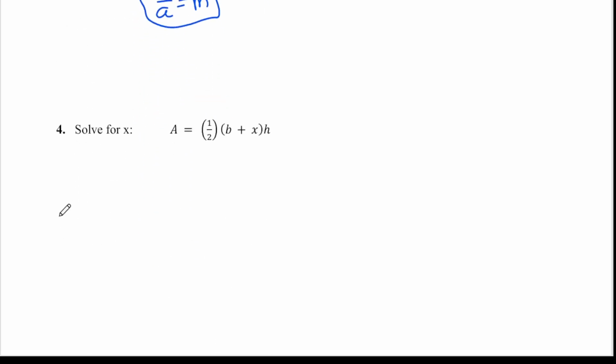For this last one, if I want to solve for x, there's a couple different ways I can go about doing it. What I would actually recommend doing is undo what's going on outside the parentheses with good old-fashioned division. You could technically distribute it in, but I would caution against it. And what do I mean? Well, maybe even one term at a time. First thing I'm going to do, divide both sides by h to get rid of that multiplying by h. Then I'm left with a over h is equal to 1/2 b plus x.